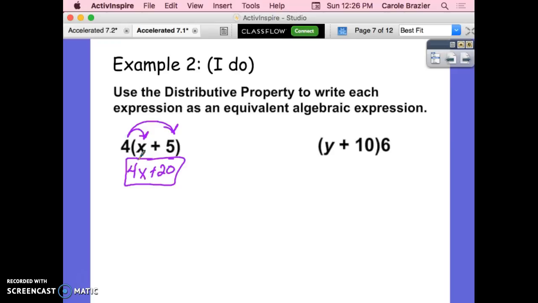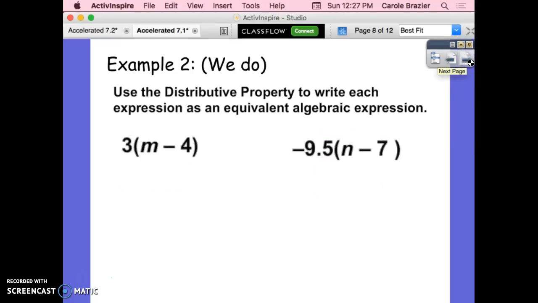So you should have gotten 4x plus 20 on the first one. I can't combine any of those because I have letters and numbers, so I'm going to move on. I'm going to take my outside number again and multiply by everything on the inside. So I'm going to be left with 6y plus 60, and that's all I can do with that one as well. We will be going backwards from this, so we will be giving you the answer and you'll be giving us what you distributed. It's going to be really nice if you are understanding it now, so it'll make it an easier process for you when we get there.